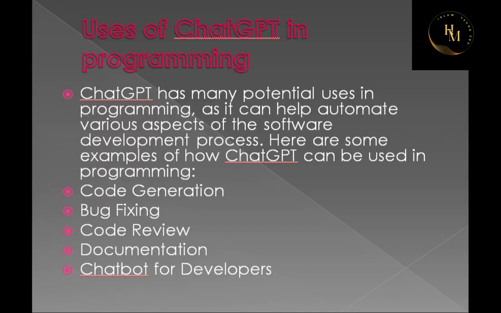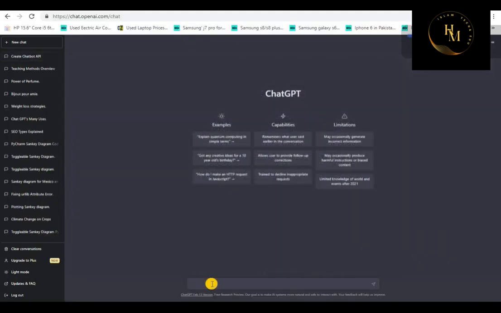Now we're going to talk about the use of ChatGPT in programming. ChatGPT has many uses in programming. It can be used in code generation, bug fixing, code review, documentation, and as a chatbot for developers.